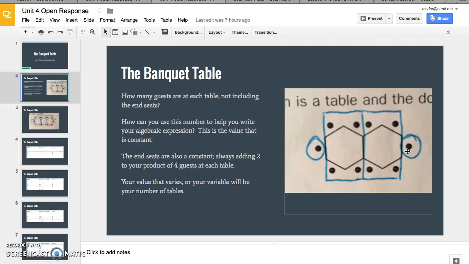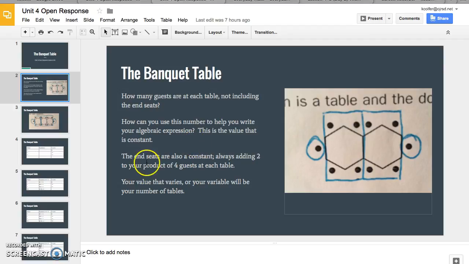So how can I use this number to help me write my algebraic expression? I notice there are 4 people at each table, and then I'm adding a guest at each end, so I'm adding 2 seats to each configuration. This is what remains constant: the 4 people at each table and the 2 guests at the ends of the table. What varies, my variable in my expression, is the number of tables. In this situation it's 2 tables, and that's the number that's going to vary depending on how many tables I put together.